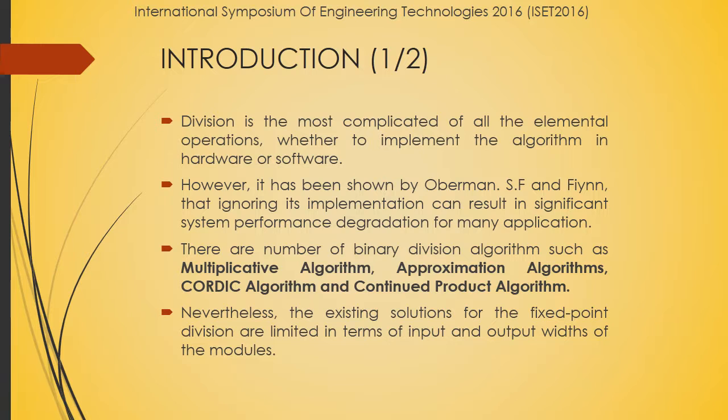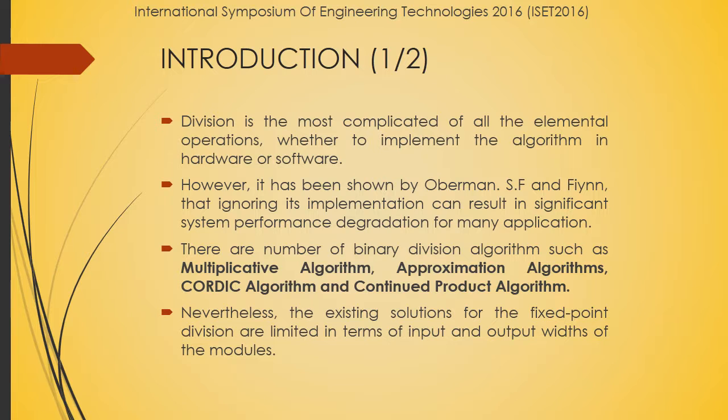There are a number of binary division algorithms such as multiplicative algorithms, approximation algorithms, the CORDIC algorithm, and the continuous product algorithm. Fixed-point arithmetic is regularly used in the calculations because of the cost, since floating point calculations could significantly increase the size of the design and make it more complex.